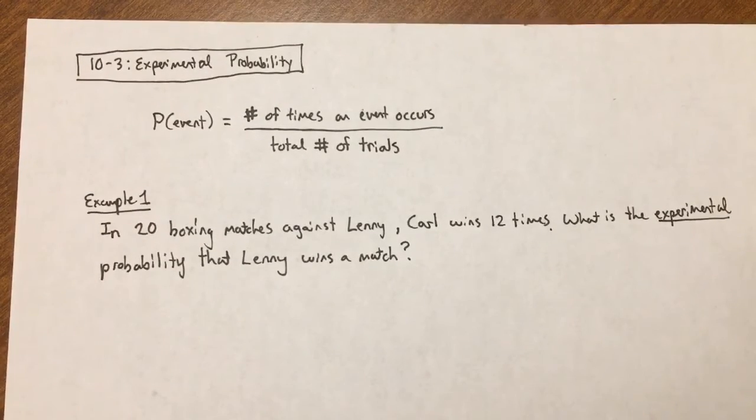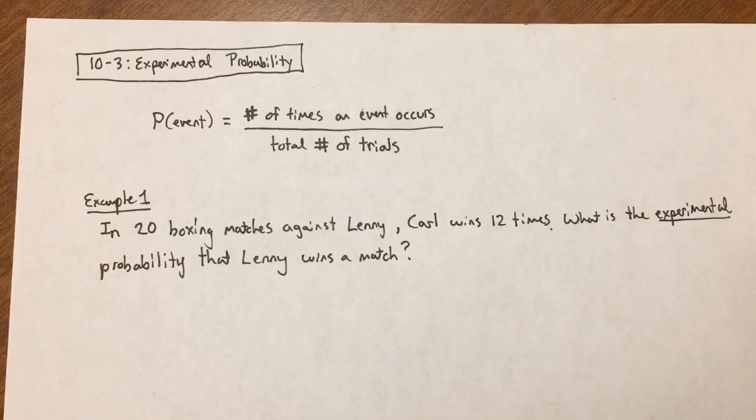Now in the last lesson, just as a review, you looked at a topic called theoretical probability. And basically, theoretical probability is looking at the likelihood of all the possible outcomes of different possibilities that could happen in a variety of situations.